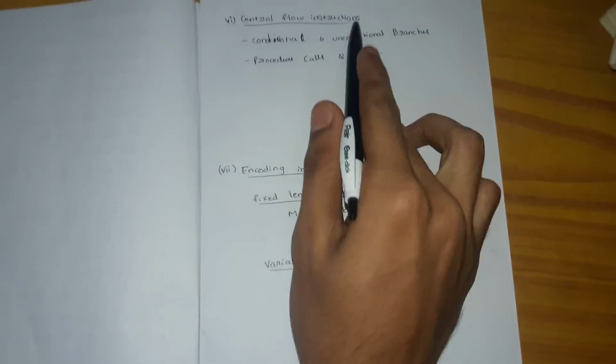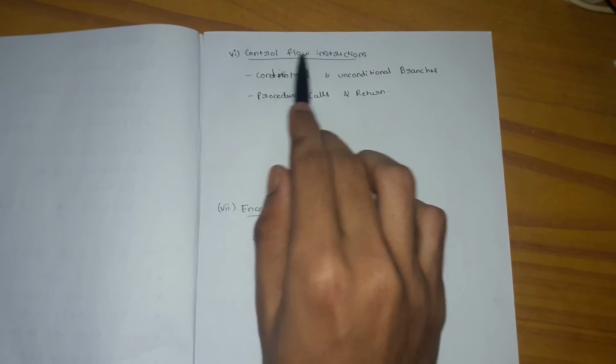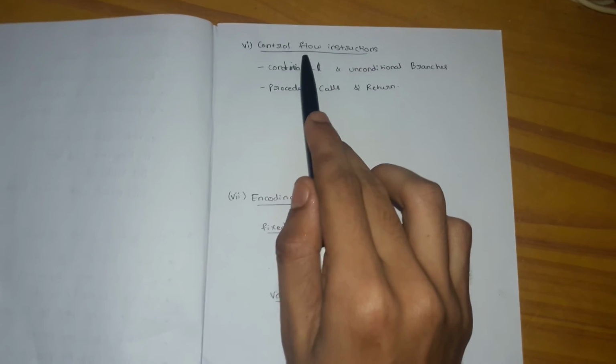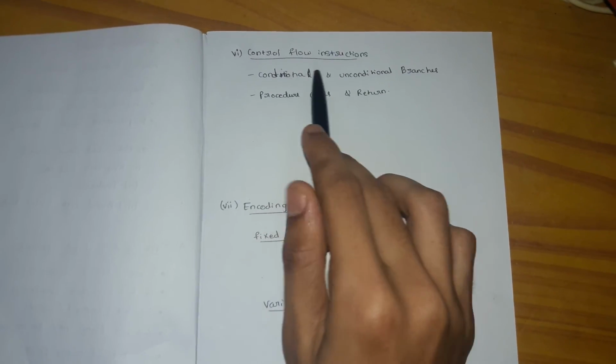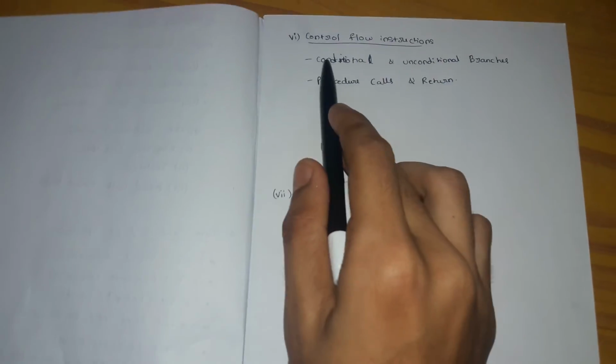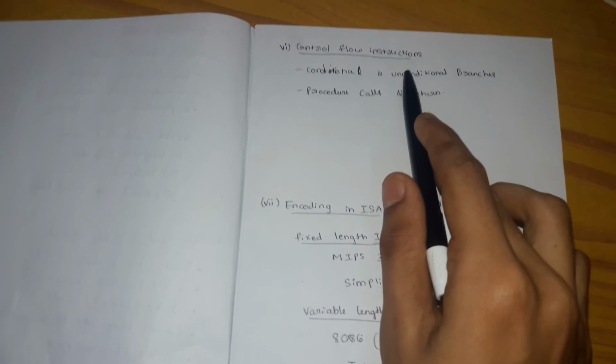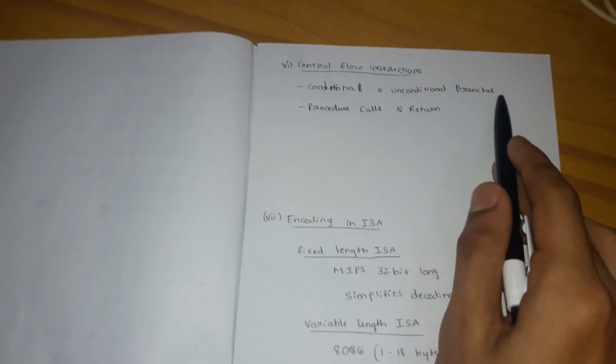Sixth one is control flow instructions. There are 2 types of control flow instructions: conditional and unconditional branches. Conditional means there will be a condition. Conditional branches will have a condition based on which the branching is done. Unconditional will not have any conditional statements. It is directly branched.